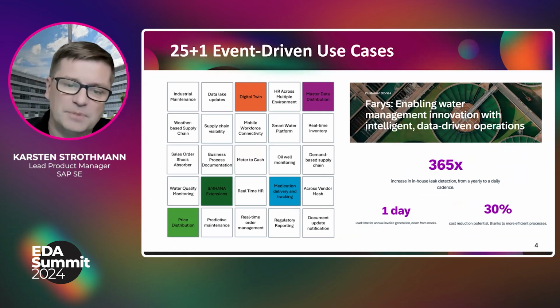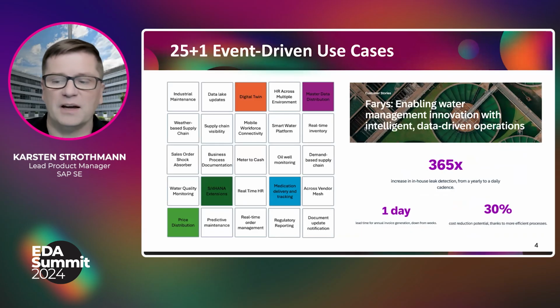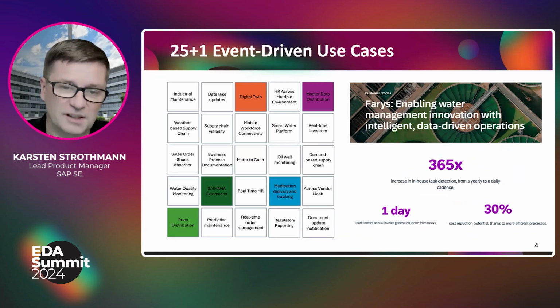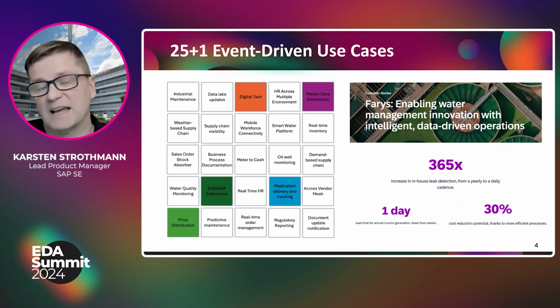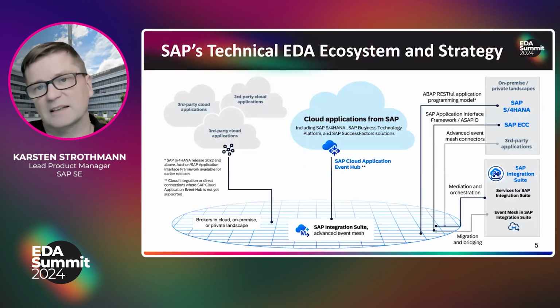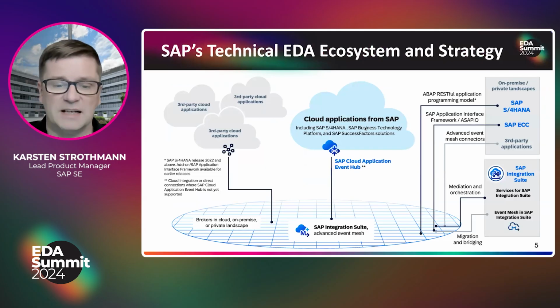So it optimizes business processes, and on top of that, you do get money out. You save money, you do have a cost reduction there. So it's really EDA bringing in process optimizations, real-time flexibility, loose coupling, and at the same time optimizing the business side. Let's look at SAP's technical EDA ecosystem and our strategy.